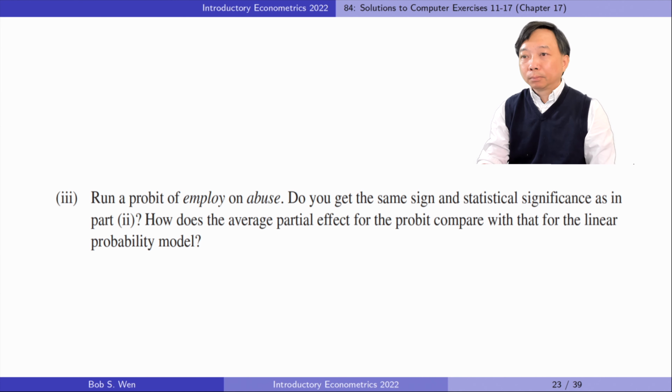In Part 3, run a probit of employ on abuse. Do you get the same sign and statistical significance as in Part 2? How does the average partial effect for the probit compare with that from the linear probability model?